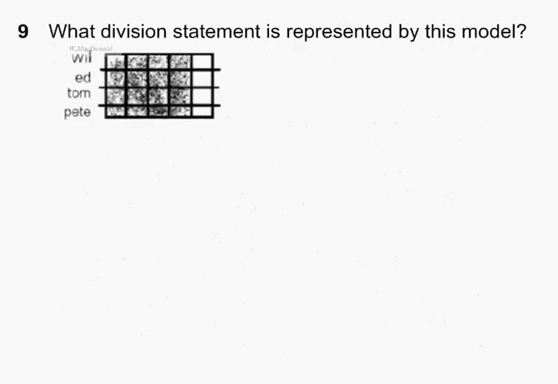Question 9 says, what division statement is represented by this model? Well, clearly, if we're thinking about chocolate bars like we usually do, we started off with a chocolate bar that was 4/5 of a bar. It was not complete. And then Will, Ed, Tom, and Pete decided to share this 4/5. So we took the 4/5 and we divided it between 4 people.